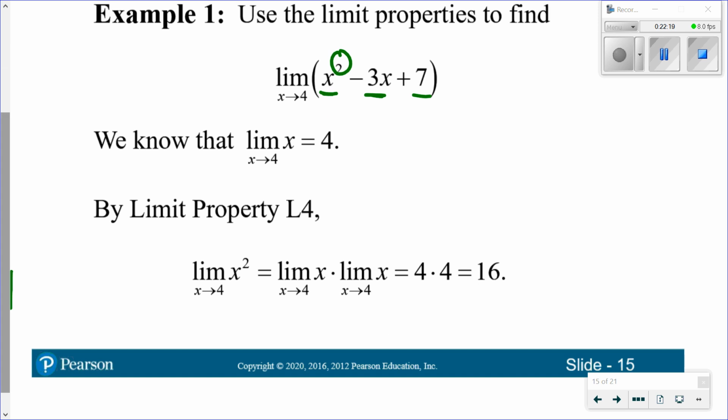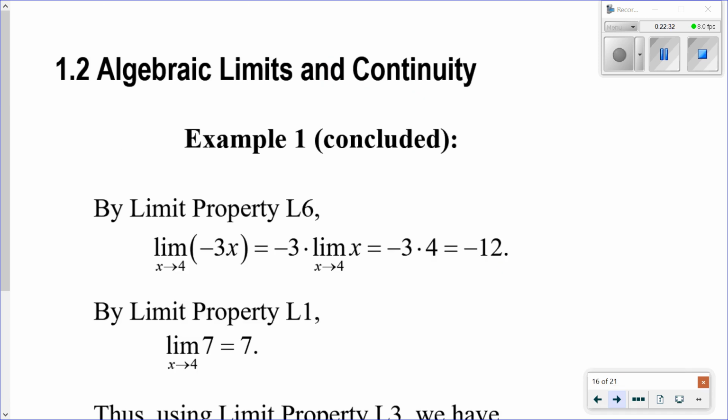So, the limit of x squared is the limit of x, which is 4, times the limit of x, which is 4. So the limit of x squared is 16. That was the first term.